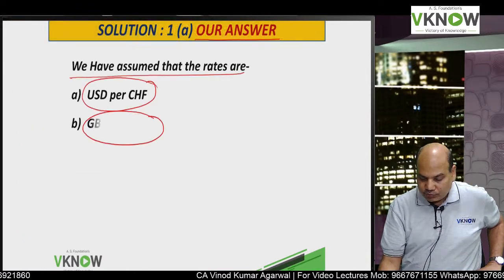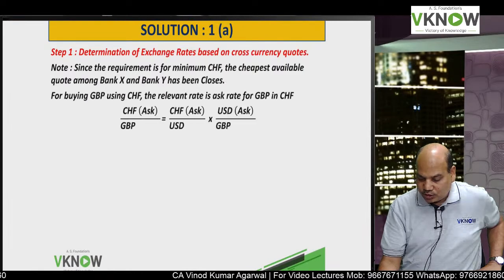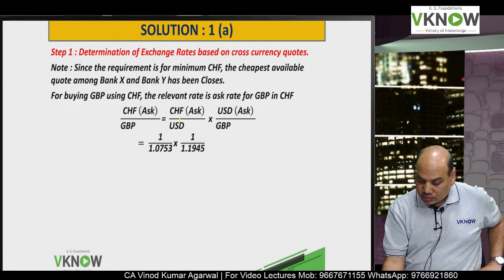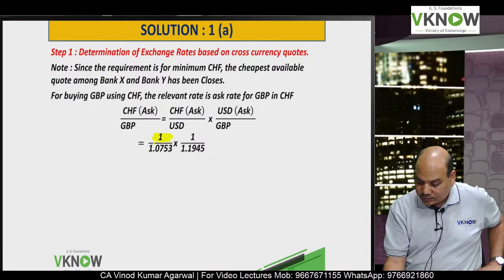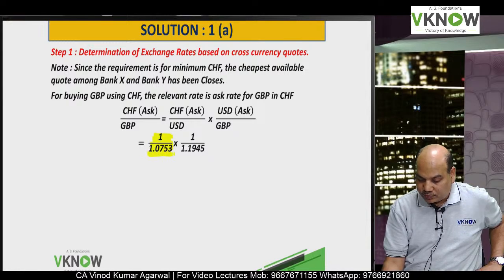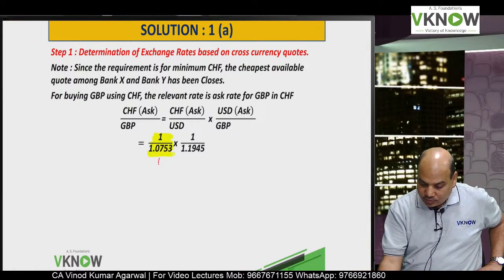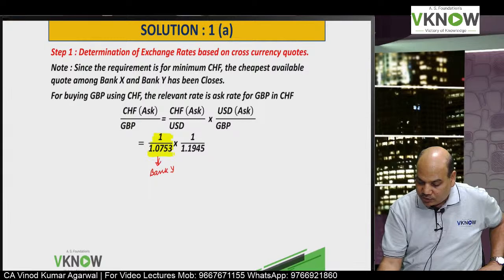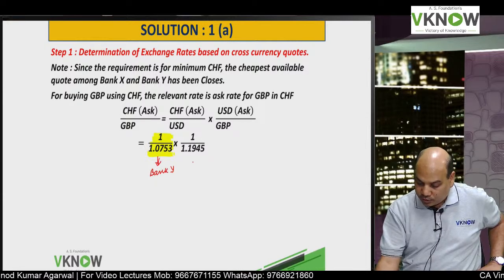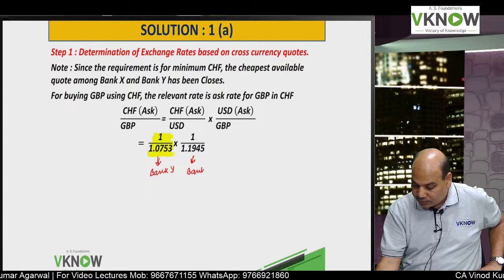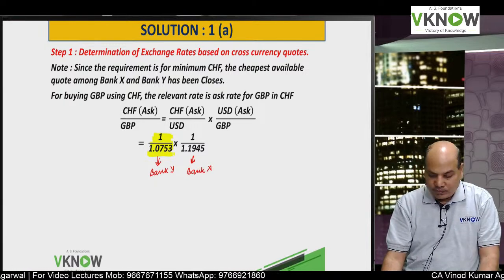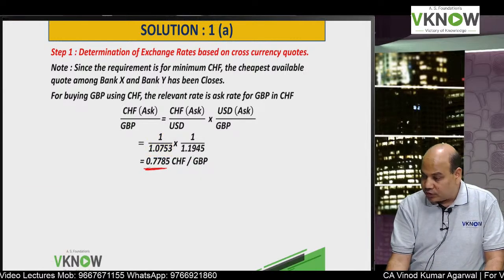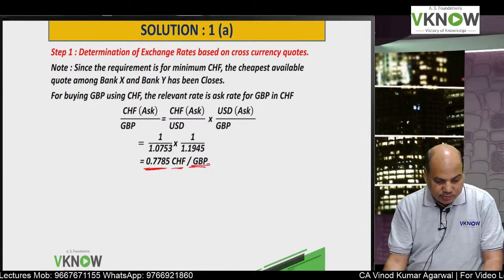So write down please. I have tried to explain; you should know something already. Up to this we have written. So for CHF per USD I will take 1 by 1.0753, this is bank Y, and for USD per GBP I will take 1 divided by 1.1945. This is cheaper in bank X. So therefore my answer is 0.7785 CHF per GBP. Okay.